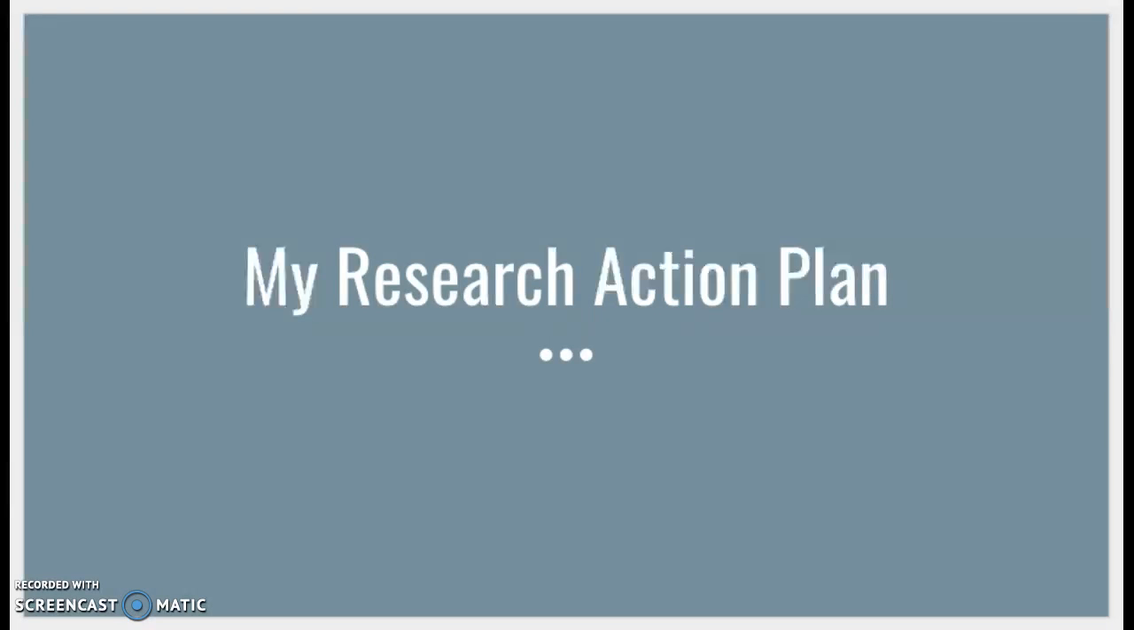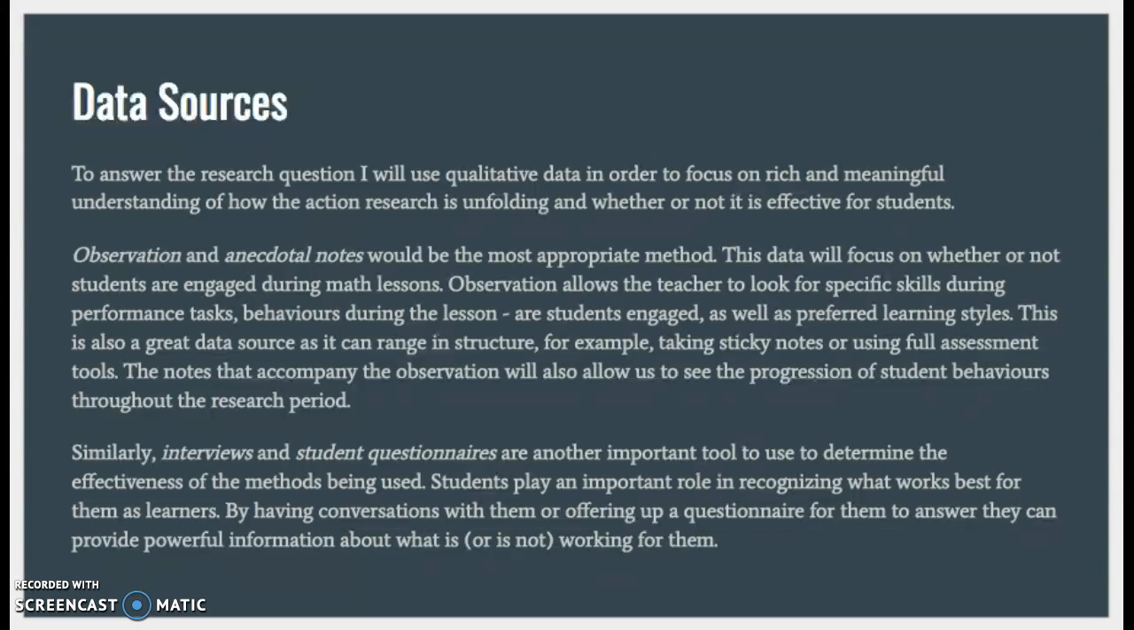My research action plan. Data sources. To answer the research question, I will use qualitative data in order to focus on rich and meaningful understanding of how the action research is unfolding and whether it's effective. So my main sources will be observation and anecdotal notes. So not only observing the students, but actually writing them out and perhaps coming up with a color-coded system in order to organize, well, is it effective? Is it not? Is it working for certain students? Is it not working for other students? And trying to unfold why.